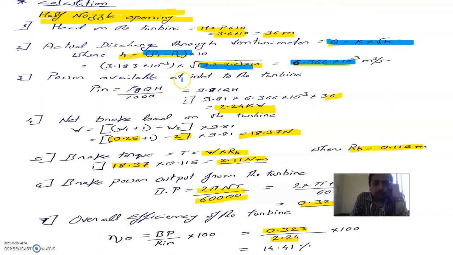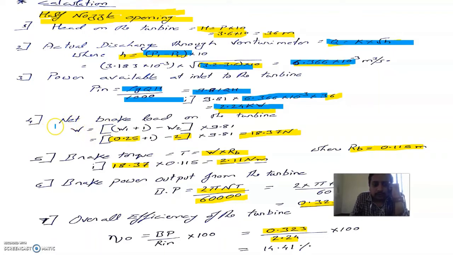Next, we need to find the available power at inlet of the turbine. That is given by the formula rho into g into QH by 1000. It can be rewritten as 9.81 into Q into H. So putting the values, we have got around 2.2 kilowatt.